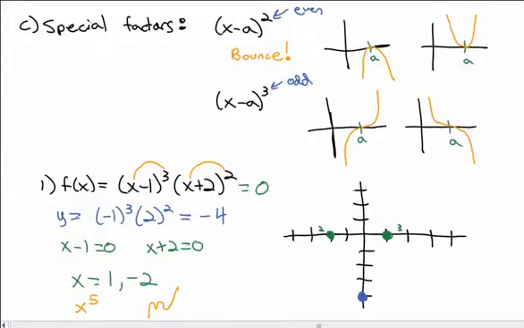Because what's going to happen is as the graph comes in from the bottom, because it's a positive 5th power, and it hits that squared, it's going to bounce back. Then it's going to come up and approach the cube, and it's going to level off because it's a cubic. Again, instead of going straight through, it leveled off at the cube. Instead of going through, it bounced at the square. That's the way we're going to have to handle those special factors.